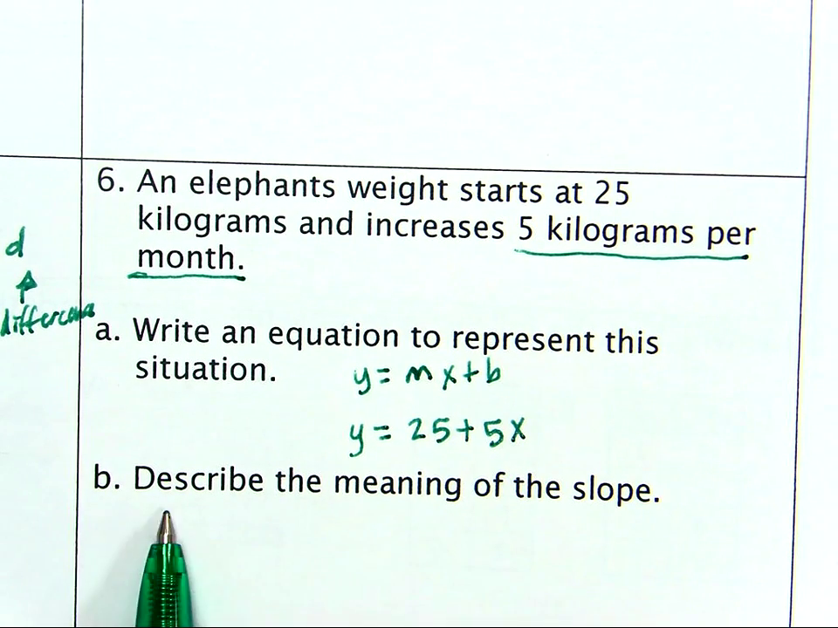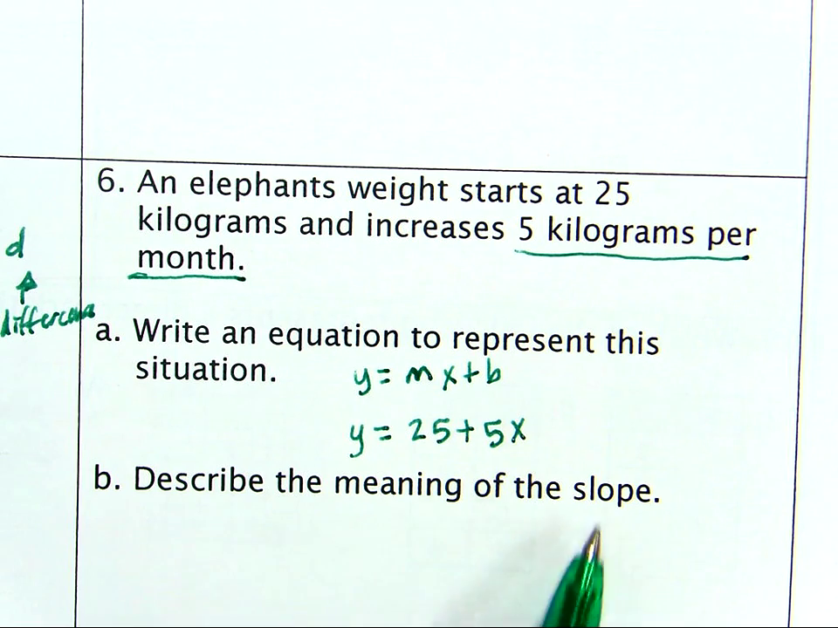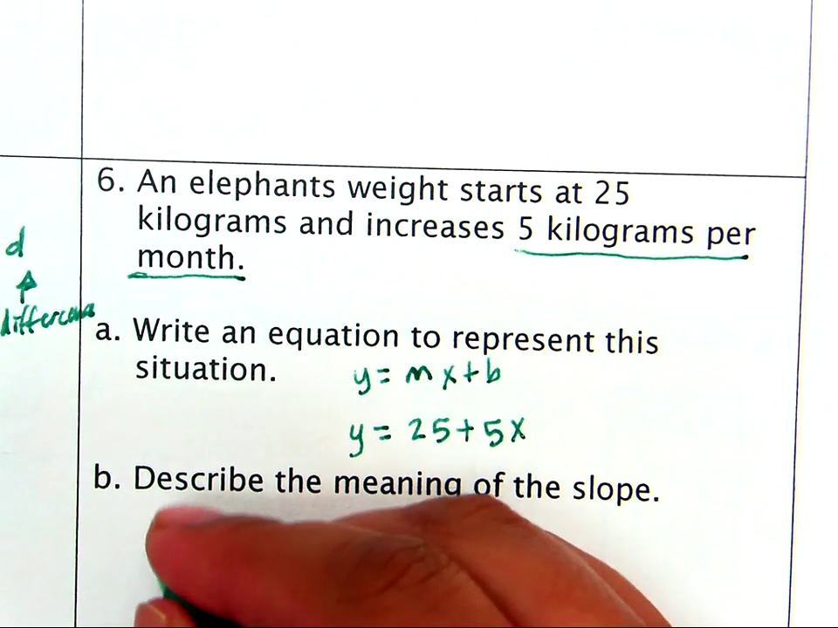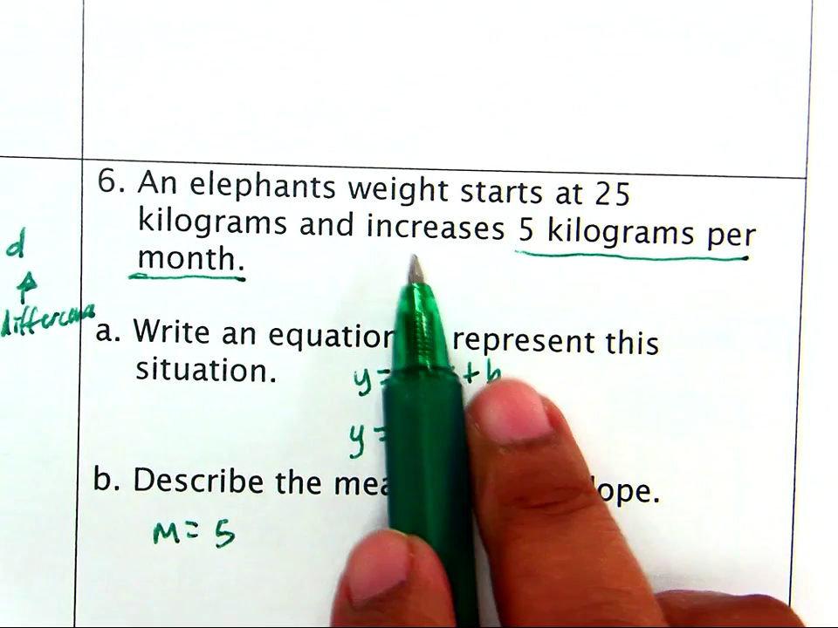This next question says, what is the meaning of the slope? Well, our slope is 5. And what does that mean? It's the weight that he gains each month.